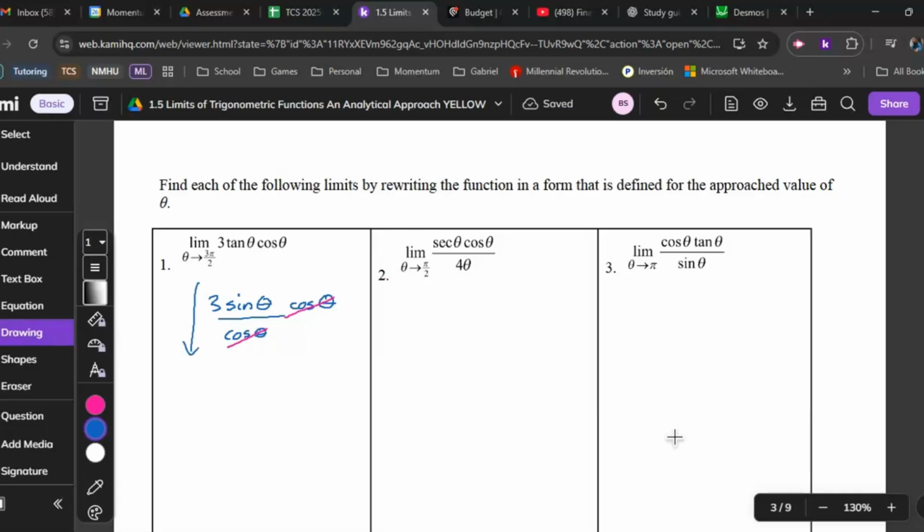Because now I just have the limit as theta approaches 3 pi over 2 of 3 sine theta. And now it's easier. What is sine of 3 pi over 2? Okay, why was it a problem? Because cosine was 0. So if cosine is 0, what does sine need to be? 1 or negative 1. If I'm facing down, which one is this? Negative 1. Because it's at 3 pi over 2. I know you guys don't remember your radians very well, but that would be 270 degrees. So we're facing straight down. If we look at the unit circle, it's straight down.